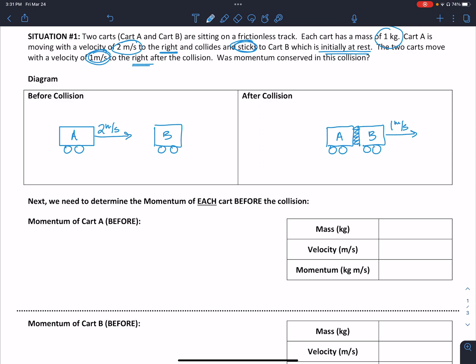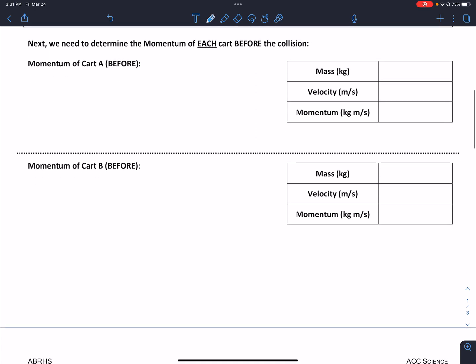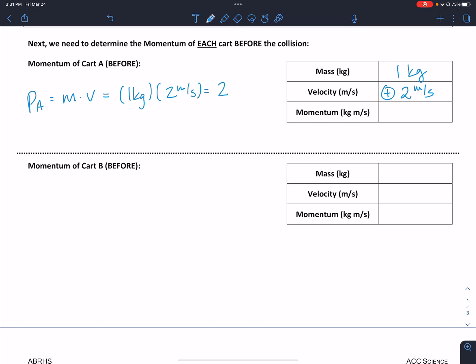To determine if momentum is conserved, we need to figure out the momentum of each cart before, the momentum of the combined carts after, and then we need to see if the before equals the after. So let's start with cart A before. We have a mass of 1 kilogram, moving to the right with a velocity of 2 meters per second. The momentum of cart A is equal to its mass times its velocity. So 1 kilogram times 2 meters per second gives us a positive 2 kilograms times meters per second for cart A's initial momentum.